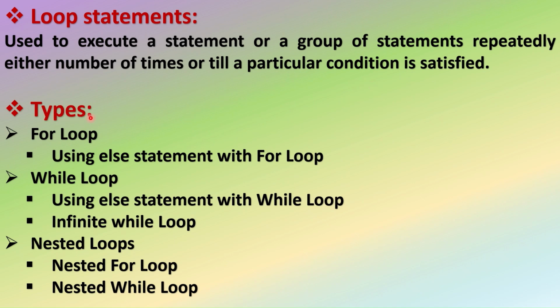We have three main types of loop statements in Python. That includes for loop, while loop, and nested loops. When it comes to for loop, we have one category: we are going to see how we can make use of for loop along with the else statement. We have two categories in case of while loop: using the else statement along with while loop, and infinite while loop. And we have two categories under nested loops: nested for loop and nested while loop. Now let's see each one of them in detail.